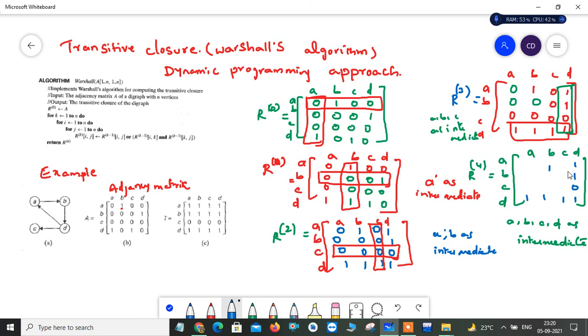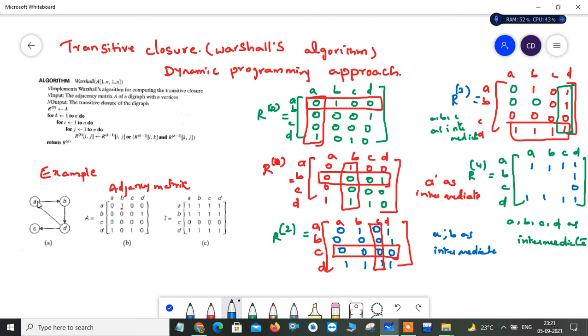Now I'll try to find the remaining things, from A to A. Can I reach from A to A with A, B, C, D as an intermediate? Yes, I can. See here, from A to B and from B to D, I can reach A again. Now from A to C, can I reach with A, B, C, D as an intermediate? Yes. From A to B, from B to D, from D to C, I can reach. So by making B and D as an intermediate, I can reach A to C. For that reason, I'll make this value also 1.